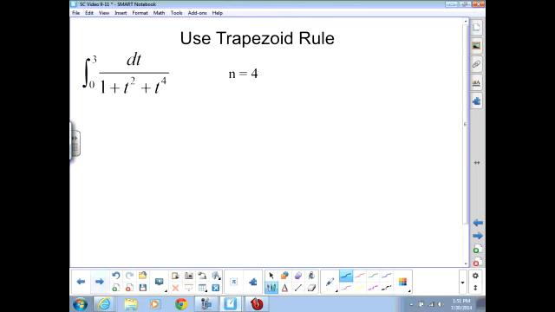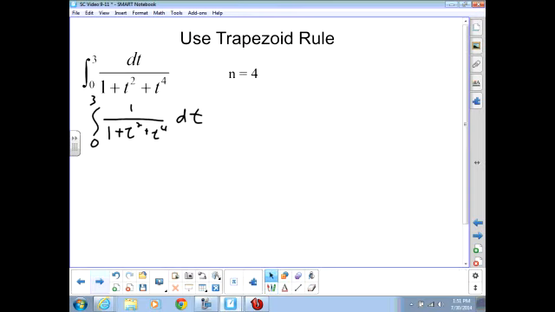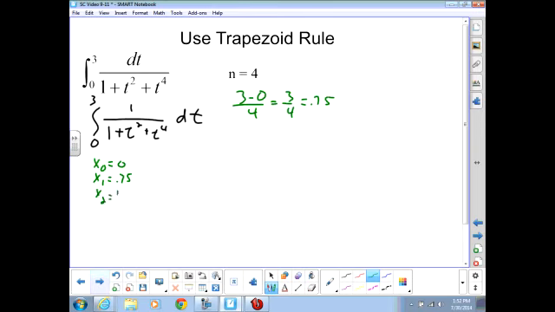We'll look at one more case. We'll do this function here. Now, it's important to note in this function what this really is. This is 1 over 1 plus t squared plus t to the 4th dt. So really our function is the 1 over the trinomial there, 1 plus t squared plus t to the 4th. To find our width, we'll do b minus a over n, so we'll get 3/4, or 0.75. x0, 0, x1 is 0.75, x2 is 1.5, x3 would be 2.25, and x4 would be the 3.